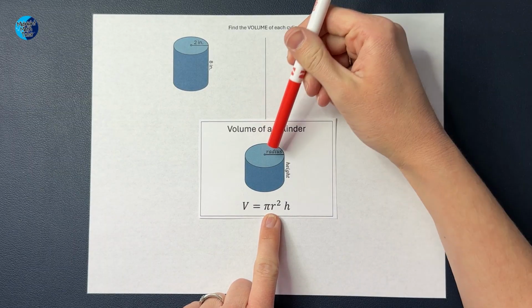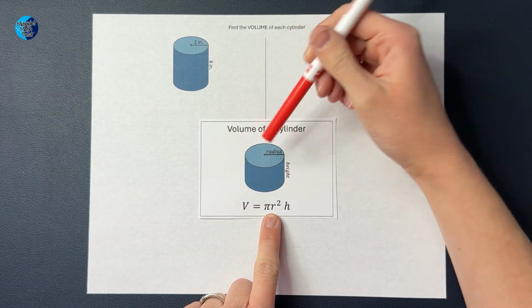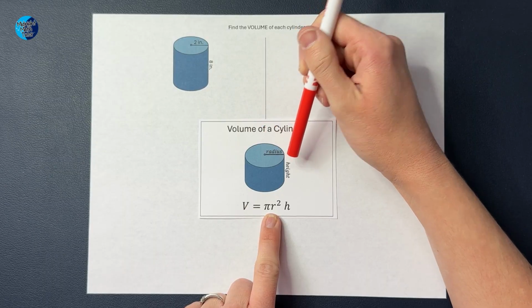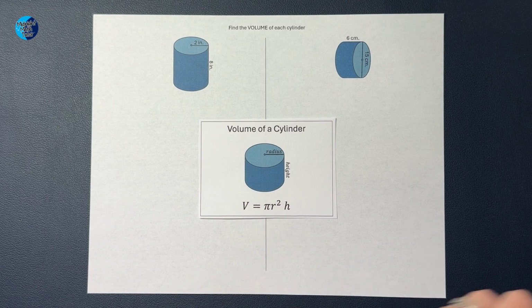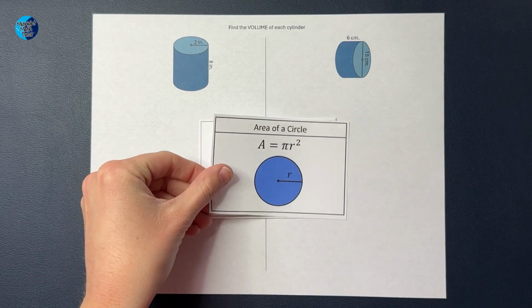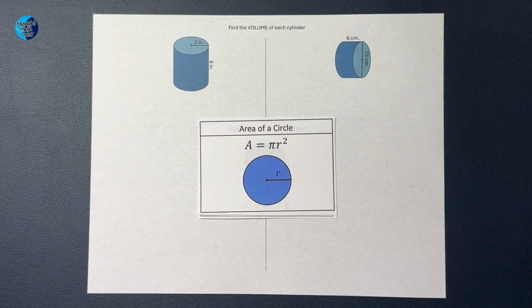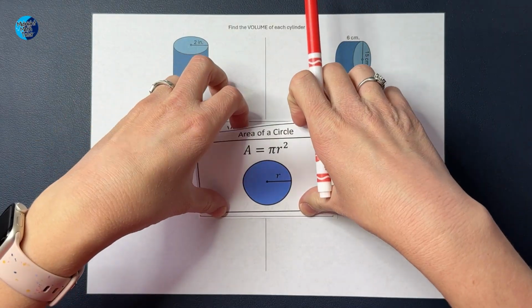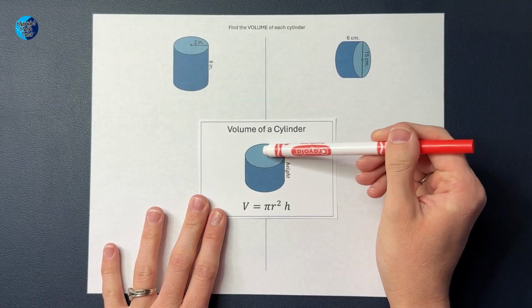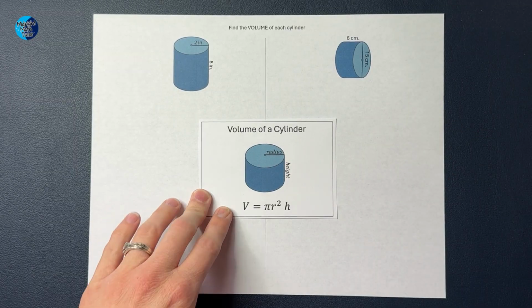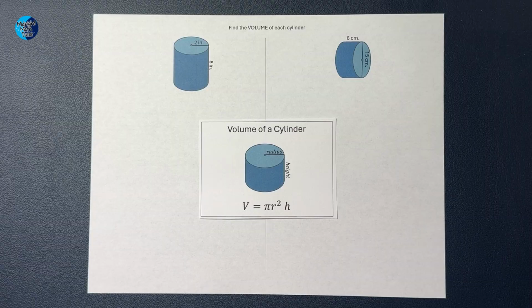So r is for the radius of our circle, which is from the middle to an outer edge, and h is for the height. Now this pi r squared might look familiar because guess what that is? That is just the area of a circle. So what we're actually doing is finding the area of the circle on our cylinder and then timesing it by how tall it is. Okay, so let's go ahead and do that.